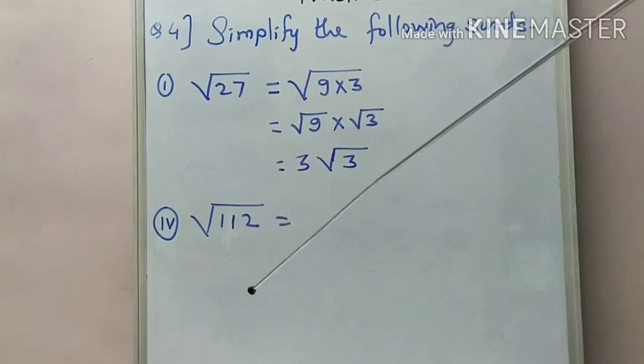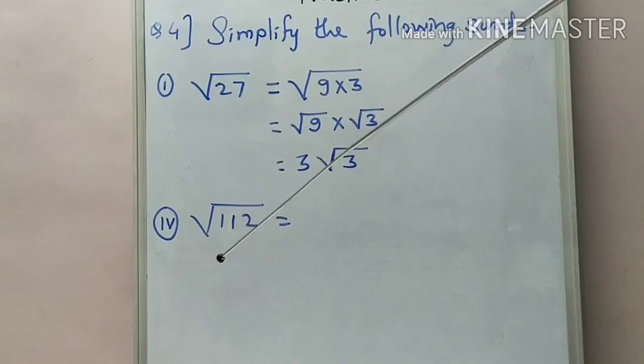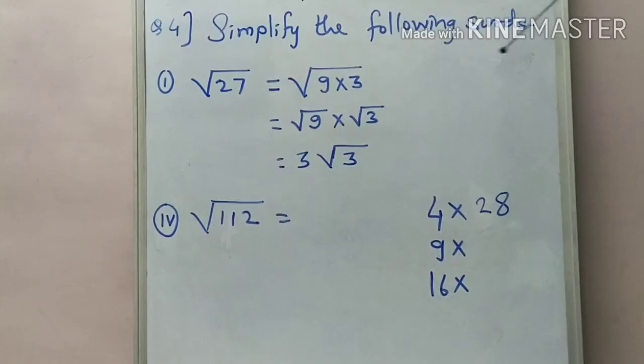Okay, so first we factorize 112 like this. Pay attention over here. As we know, one factor should be a perfect square number, so here we take perfect square numbers like 4, 9 and 16. That number 112, as we divide it by 4, the factors are 4 into what? 28. So we can write the factors as 4 into 28, and we take the square root of 4 outside as 2.